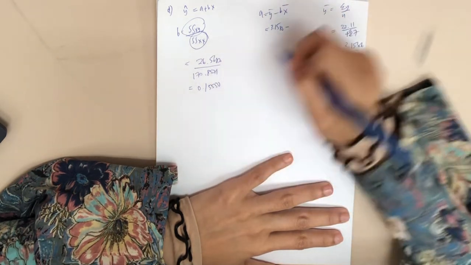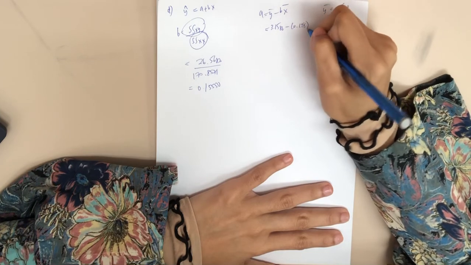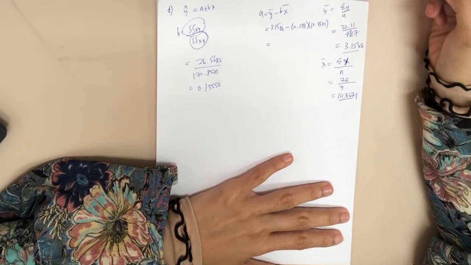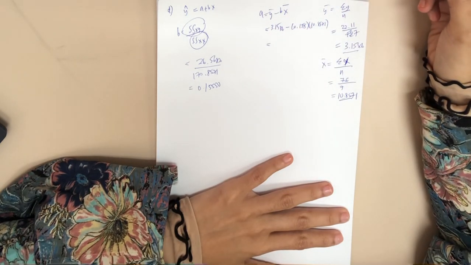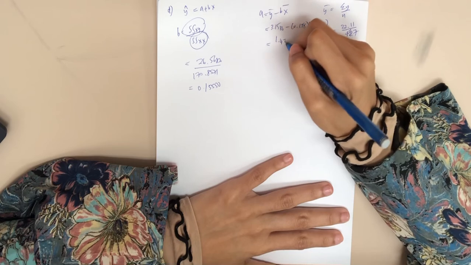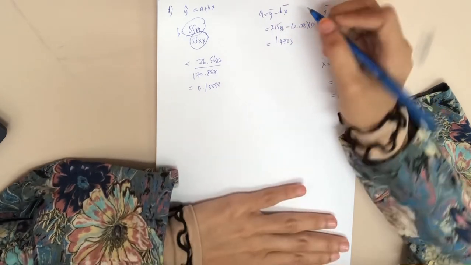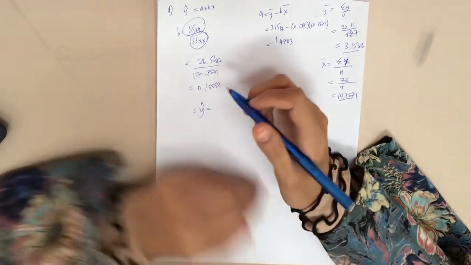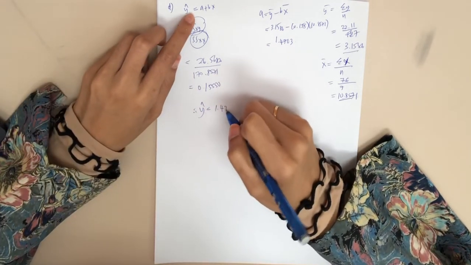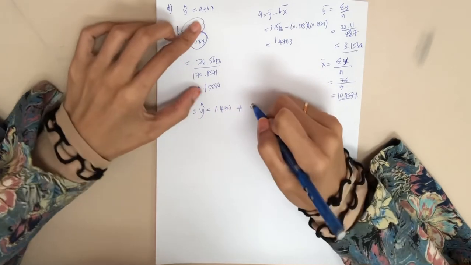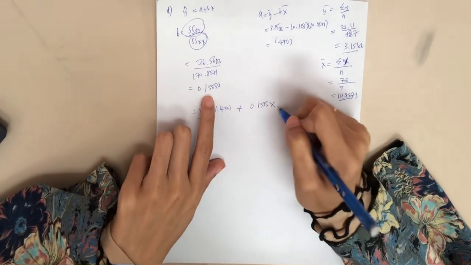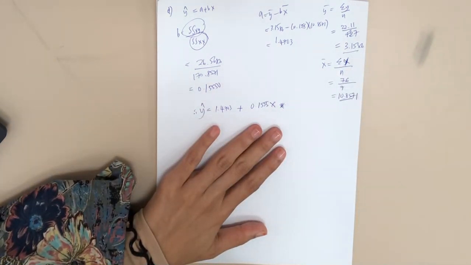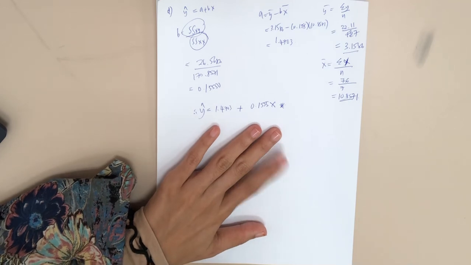3.1586 minus 0.1555 times 10.8571. Okay, class. So this one is equal to 1.4703. So this is not the final answer yet. The final answer here is you need to substitute again into your equation here. So your A is 1.4703 plus 0.1555x. So this is the equation of the least square regression line.